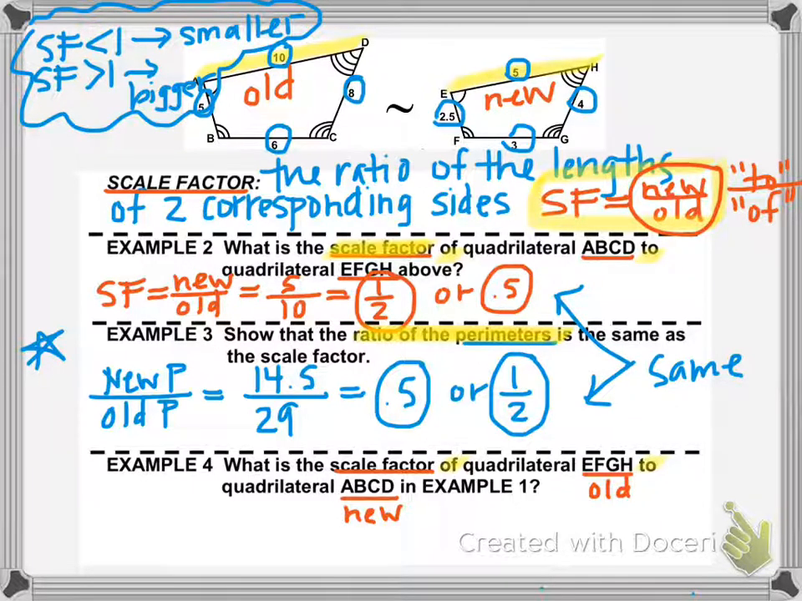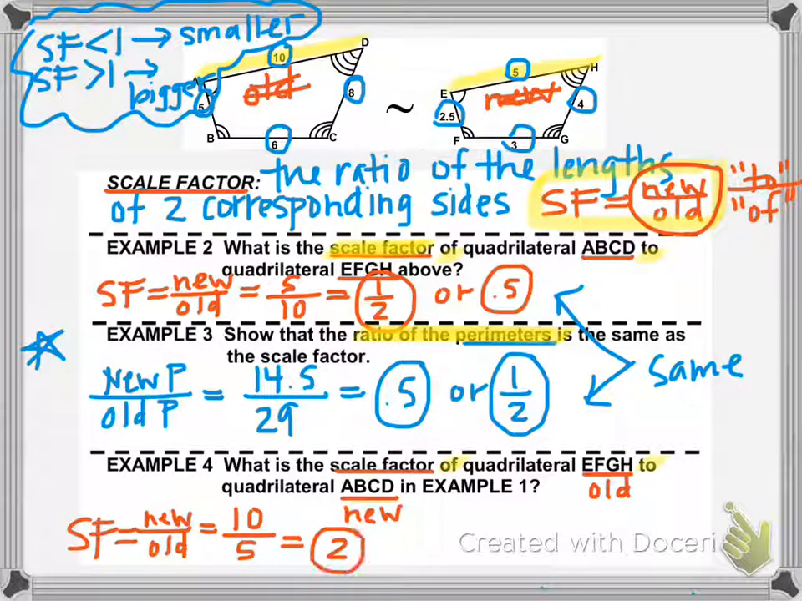So I can use those same 2 sides, the 10 and the 5, but now I'm going to switch them. Remember, scale factor is new over old. So let's use the 10 and the 5 again. Remember, the old and the new are now flipped. So the new shape is now on the left, which is the 10. The old shape is now on the right, which is the 5. 10 over 5 is my ratio. Type that in your calculator. That simplifies to 2. So 2 is the scale factor.